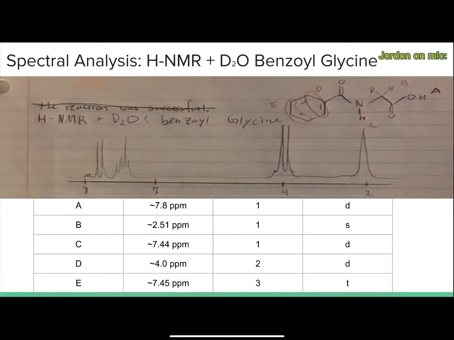For the proton NMR of benzoyl glycine in deuterium, we have five peaks. A at 7.8 ppm, integrating for 1 and is a doublet. B at 2.5 ppm, integrating for 1 and is a singlet. C at 7.4 ppm, integrating for 1 and is a doublet.